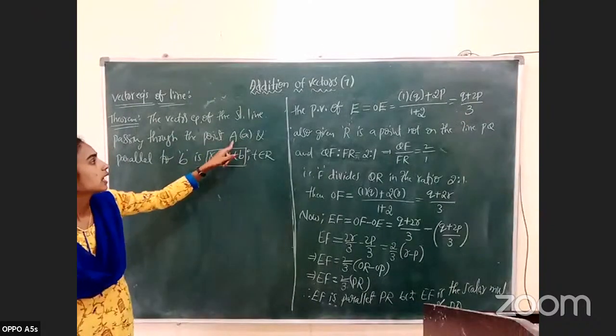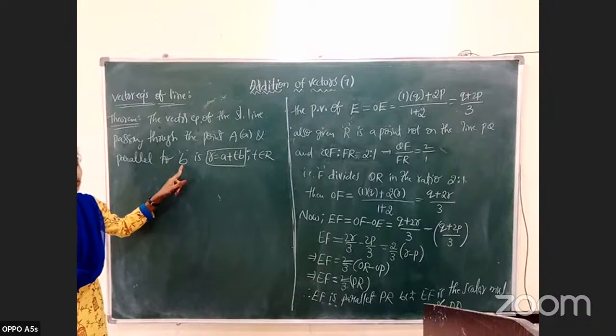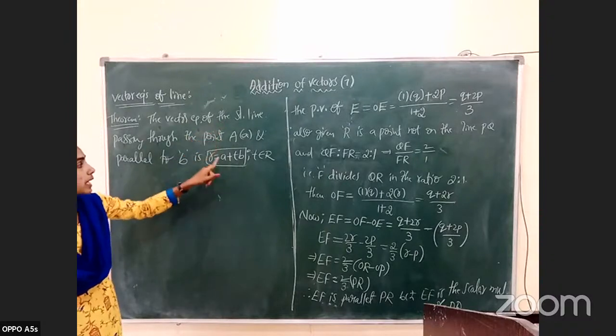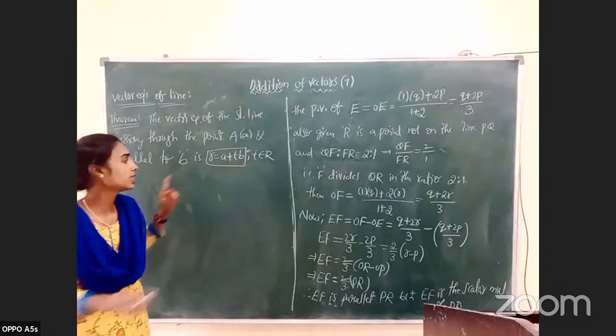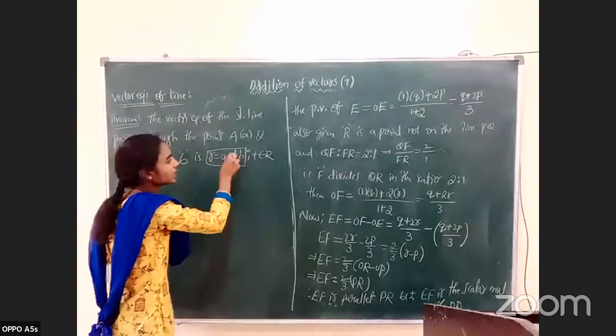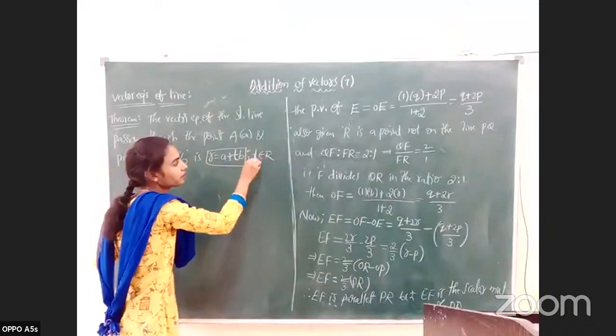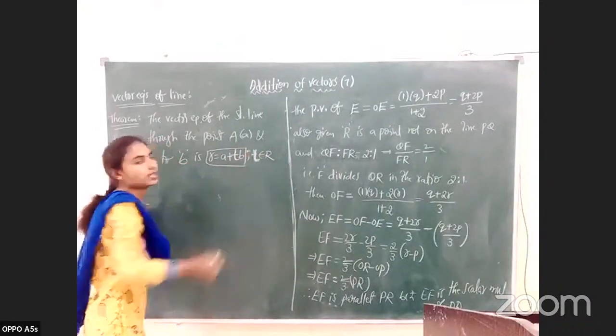Passing through this and parallel to this vector. So then the straight line equation will become what? R is equal to A plus TB, where T is any real number.